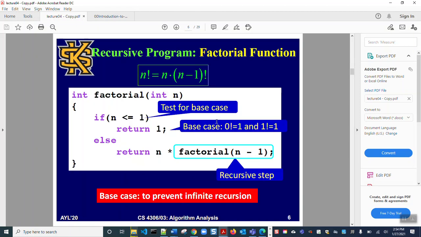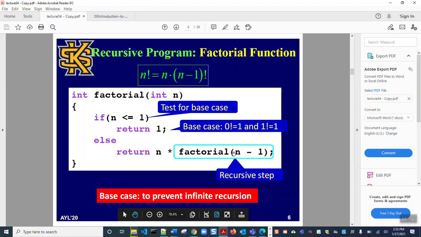For finding factorial, the number 1 or 0 is called a base case. That means factorial of 0 equals 1 or factorial of 1 equals 1. So if n is less than or equal to 1, we return 1. So this factorial function will be returning 1. Otherwise, we return n times factorial of n minus 1. This is the recursive step.